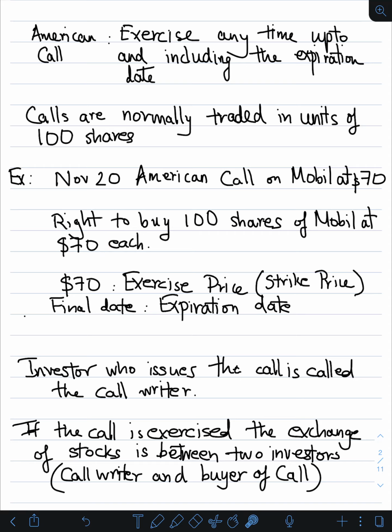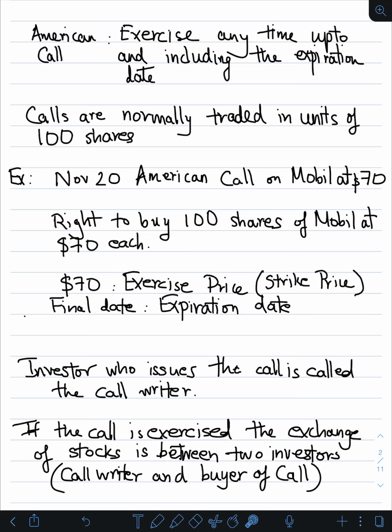What are some terminology in options? $70, that is called the exercise price or the strike price, the price at which you can exercise that option. No matter what the actual stock price is in the market, this option gives you the possibility to buy that Mobil stock at $70 each. The final date is also called the expiration date. Up to that point, you can exercise the option.